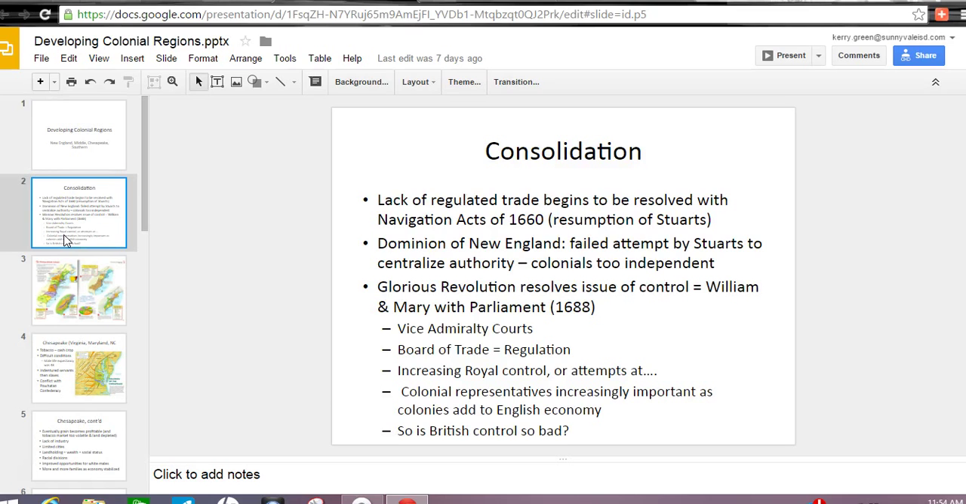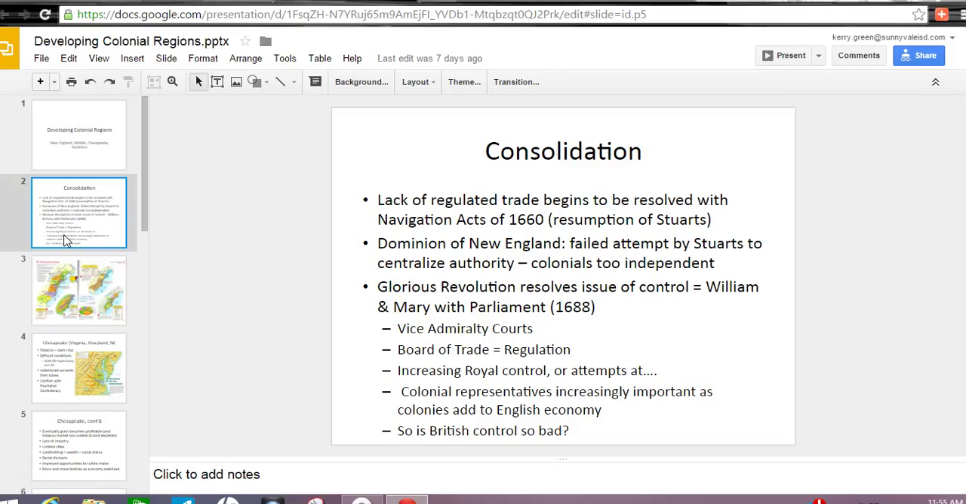The next thing is going to be consolidation. Lack of regulated trade begins to be resolved with the Stuarts. Remember that under Cromwell, you had the first attempts at controlling the flow of raw materials. Once the Stuart monarchy comes in, that gets even more so. The Navigation Acts get more detailed.